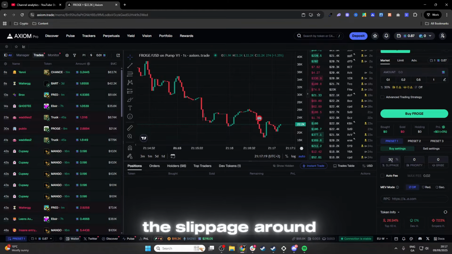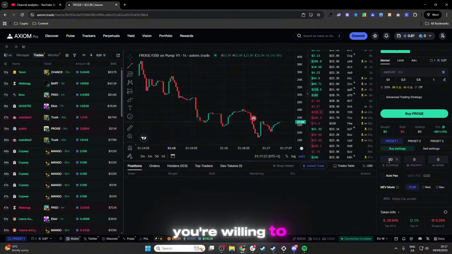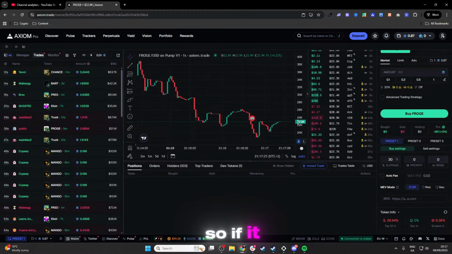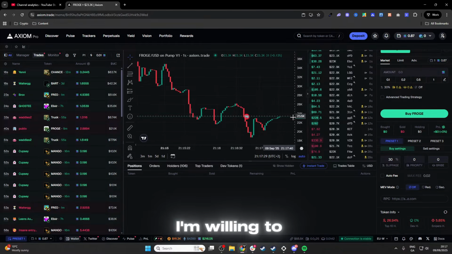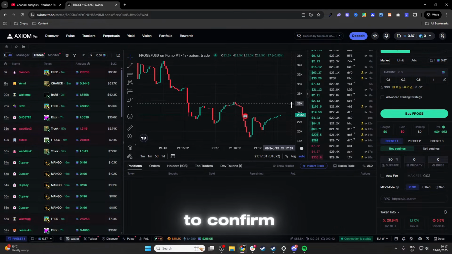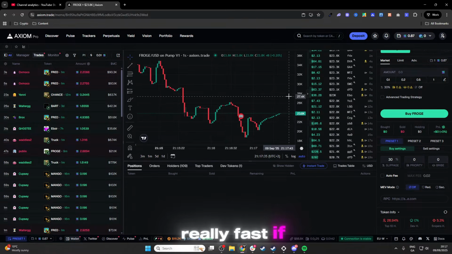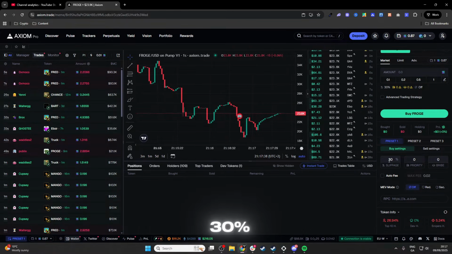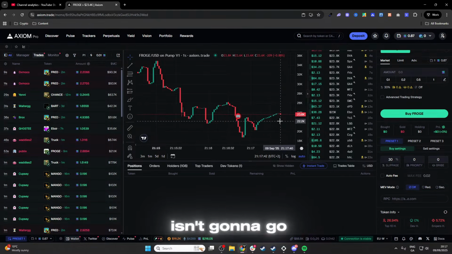I usually keep the slippage around 30%. Slippage means how much of a percentage you're willing to allow the price to fluctuate. So if it goes up 30% or comes down 30%, that's how much I'm willing to allow for the transaction to confirm. Now, sometimes what can happen is if the chart is moving really, really fast and goes above 30%, the transaction isn't going to happen. So your trade isn't going to go through.